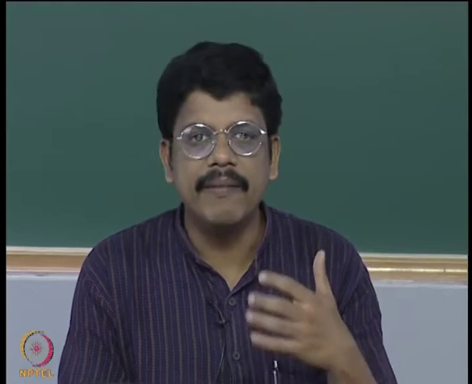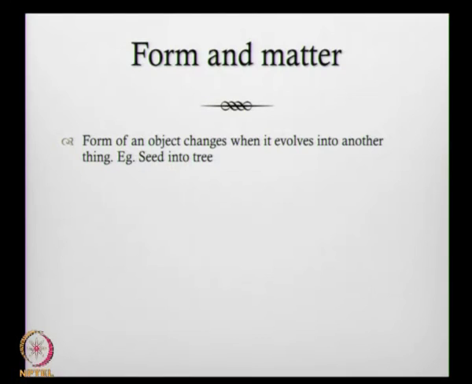So let us begin with form and matter. This slide is something which I am reproducing from my previous lecture. This basically deals with the dynamic interrelationship between form and matter, the two most important metaphysical categories in Aristotle's philosophy. The form of an object changes when it evolves into another thing, for example a seed to a tree. I will explain this subsequently, this is just an introduction.